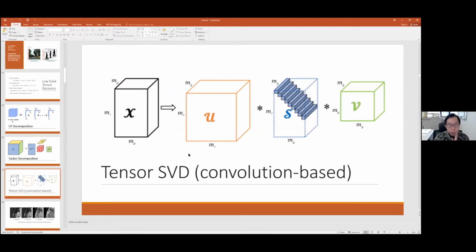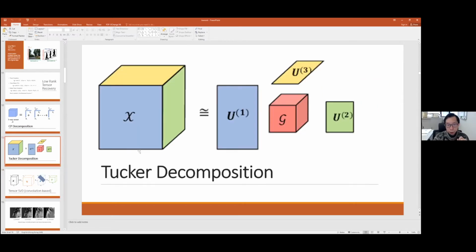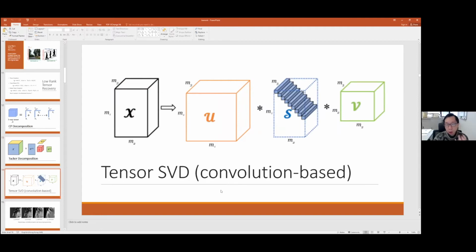Another one that has also been very popular in the last few years is called the Tensor SVD. Instead of using the standard matrix-vector product or the matrix to tensor product, the standard multiplication, we consider the convolution between the data to represent the tensor again. So here you have the X, a third order tensor, in order to make it easy to visualize. You can decompose it into U star S star V.